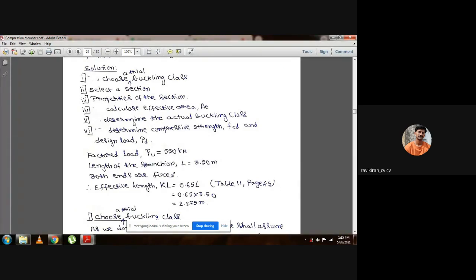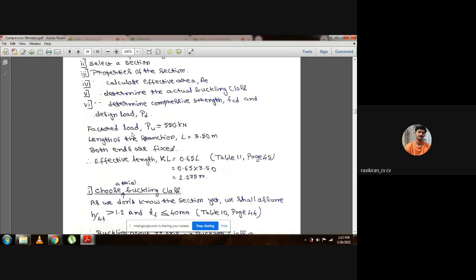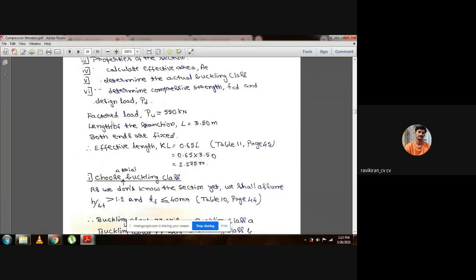Okay. So initially what we need to do, what is the load given? Factored load 550 kilonewton. Okay, somebody is telling me to go a bit slow.